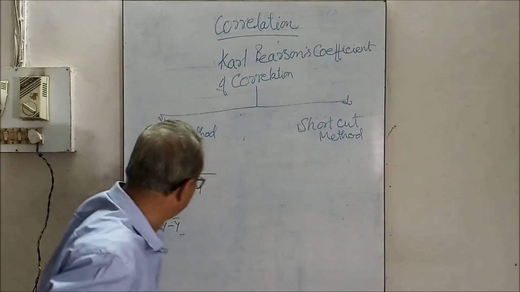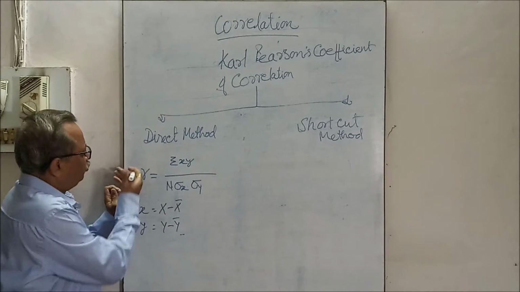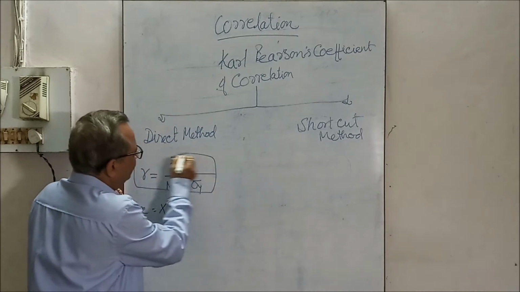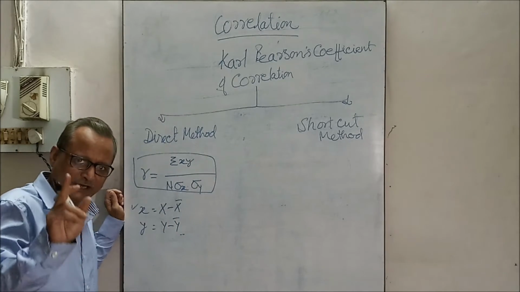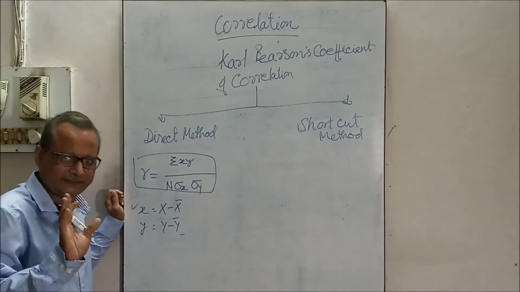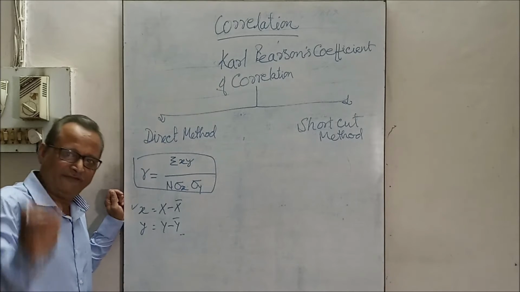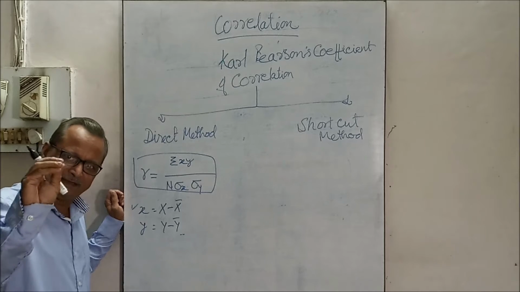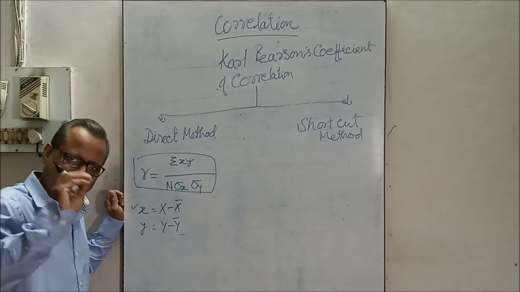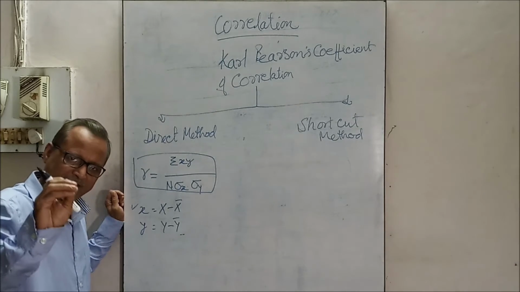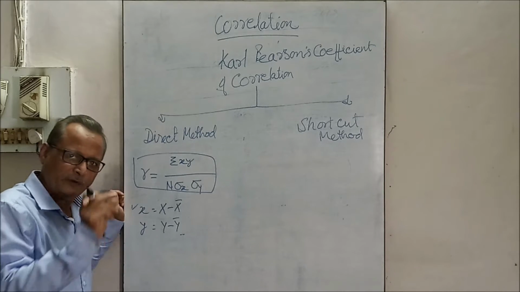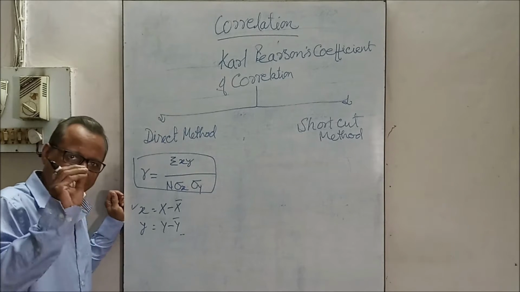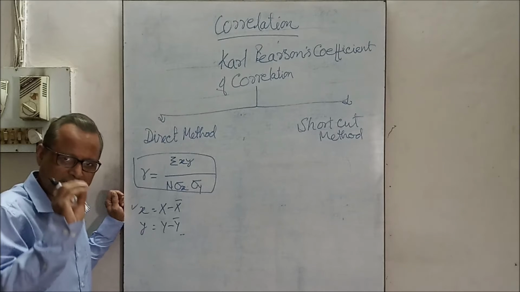So what we have to do in this case? First of all, we have to ascertain the actual mean of the x series and y series. Then we have to find the deviation of each item of the x series from x bar, and each item of the y series minus y bar. We will get x and y, and then multiply to get the product.